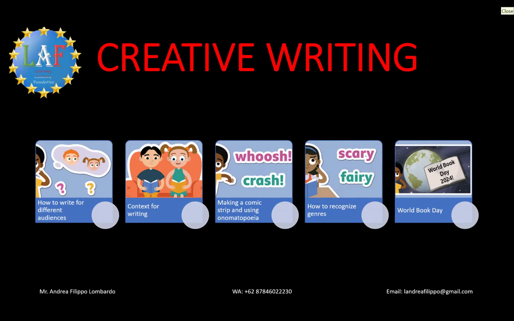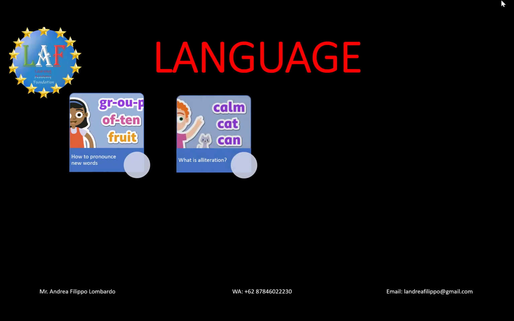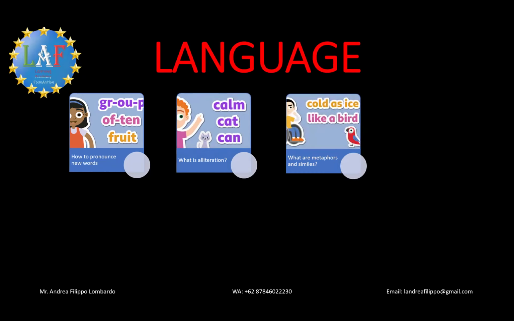After creative writing, the next section will be about language. The students will find out how to break down words into sounds that are easier to recognize, and what alliteration is, and how they can use it to make the writing more exciting, and how they can use metaphors and similes to bring their writing to life.